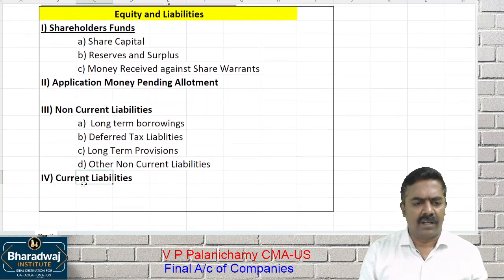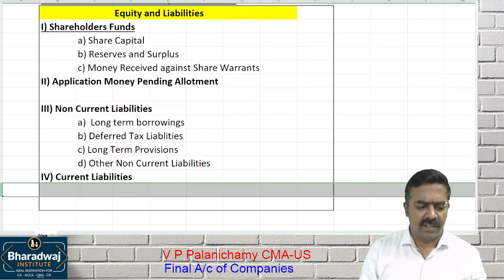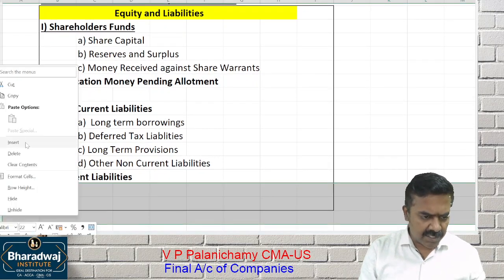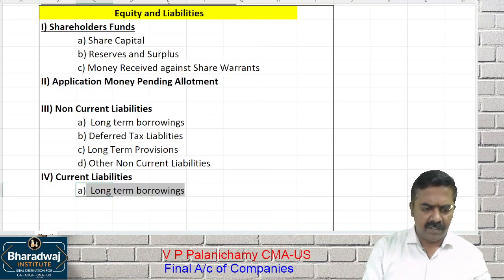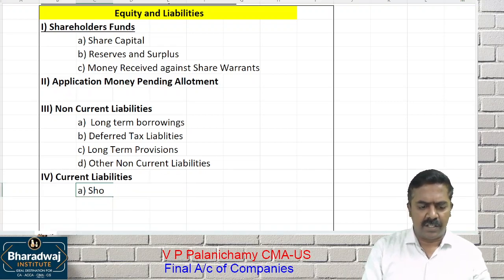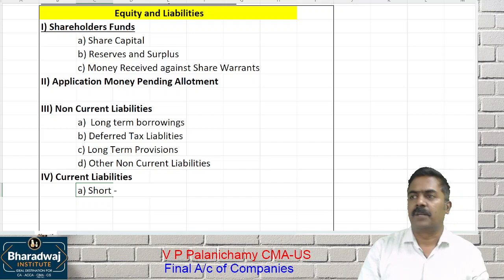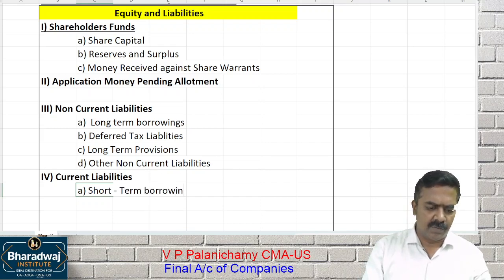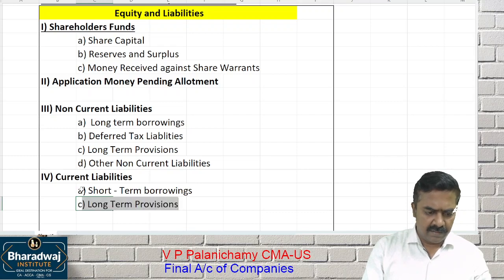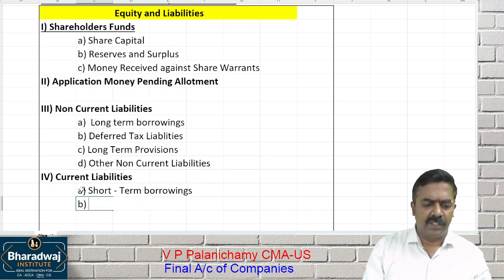Other non-current liability, like that, 4 headings are there. Each heading I'll explain. Each heading can be tested separately in the exam. This will come under short-term borrowings. Current liabilities are payable in the short term. It will be called as which one? Short-term borrowings will come. Then we don't call it creditors.